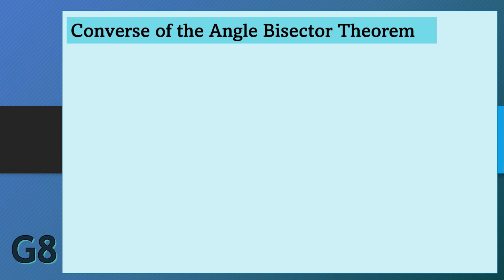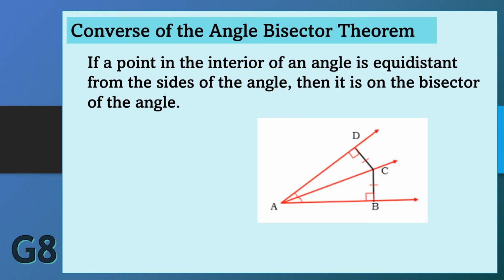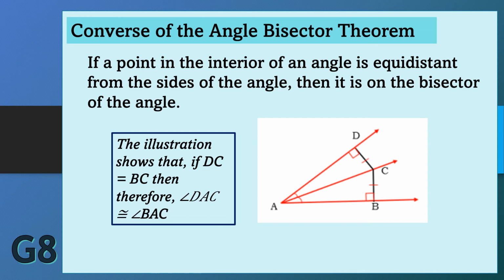Next, we have the converse of the angle bisector theorem. It states that if a point in the interior of an angle is equidistant from the sides of the angle, then it is on the bisector of the angle. Again, look at this figure. The illustration shows that if DC is equal to BC, then angle DAC is congruent to angle BAC.